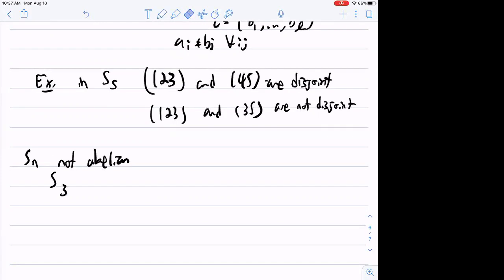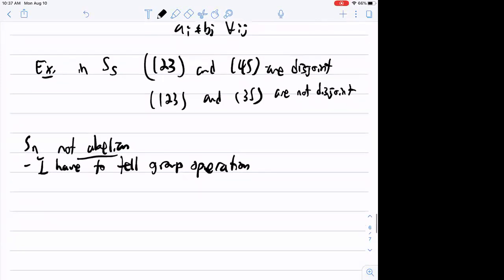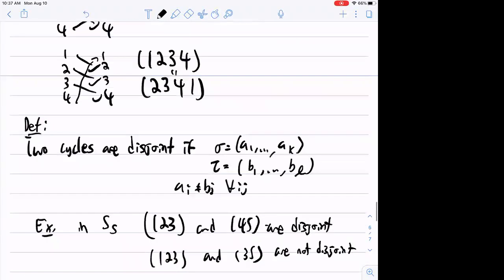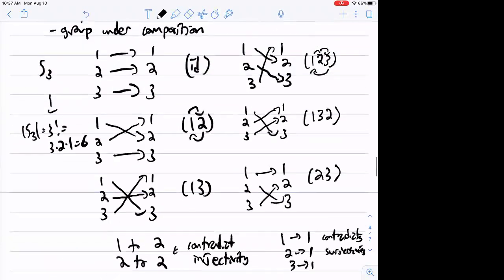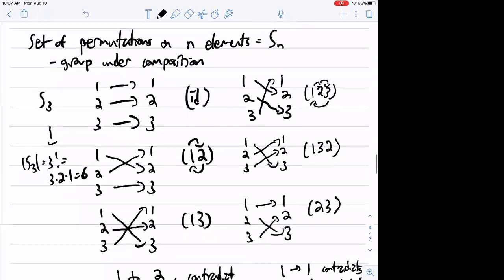Before that, I have to tell you the group operation. How do you do the group operation? I didn't really tell you, and if I don't tell you the group operation, this makes no sense. So let's do an example. What elements were there in S3? Let's pick some. S3 are these 6.